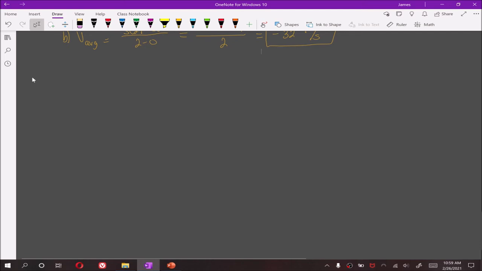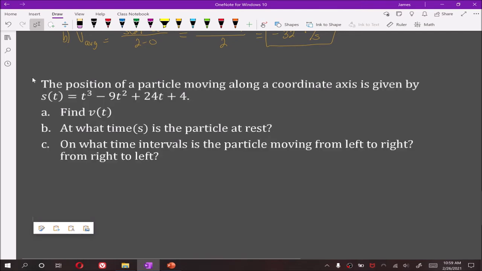Let us now consider this example. Position of a particle moving along a coordinate axis is given by that function. We want to find v of t, determine the time or times the particle is at rest, and then determine over what time intervals it's moving from left to right, and then from right to left. All right. So find v, that is just s prime: 3t squared minus 18t plus 24.